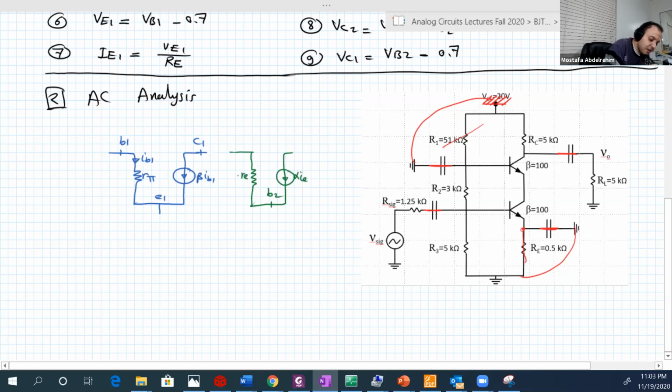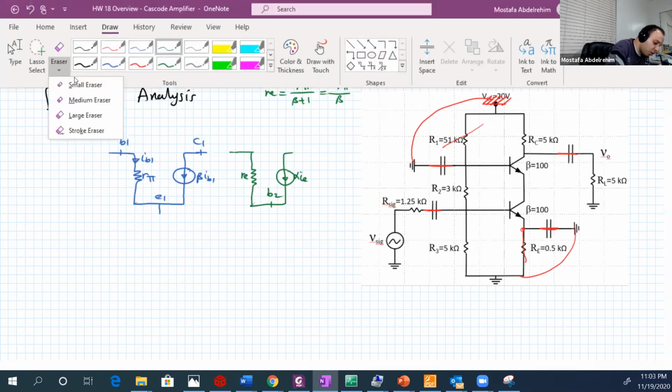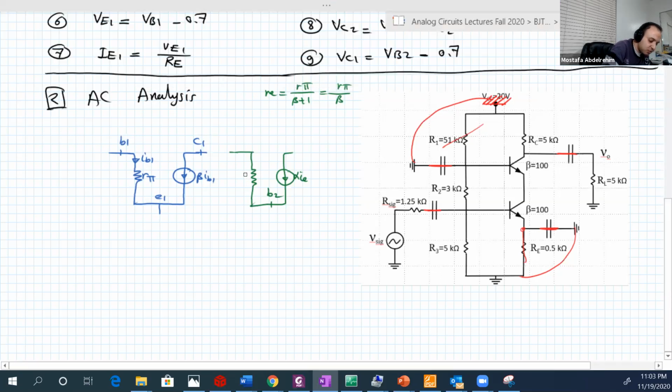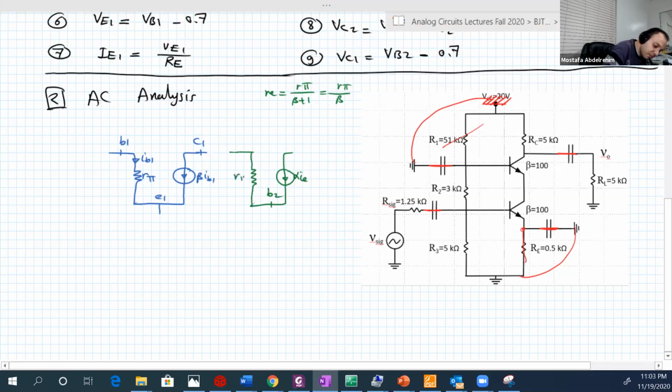Here is RE, but RE is equal to R by over beta plus 1. And when beta is very big, you can say it's R by over beta. Why did I do this? Because it will make your life easier when you do the analysis. Believe me. So I will remove RE and put R by over beta, which is exactly the same, no problem. R by over beta plus 1, but it's very big, so you can just make it beta.